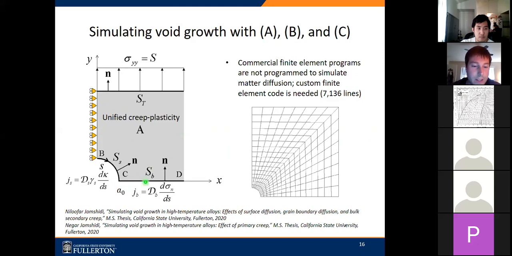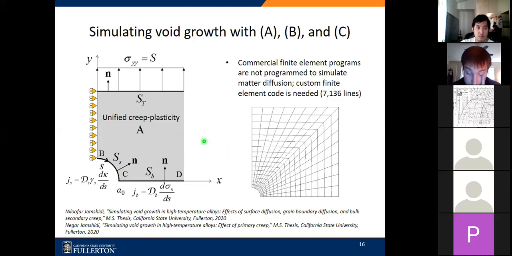We don't actually constrain the grain boundary. The reason for that is that as matter is carried away from the void surface, it gets deposited onto the grain boundary. And so the grain boundary does actually deform during this process. We don't constrain it like we would a usual symmetry plane.